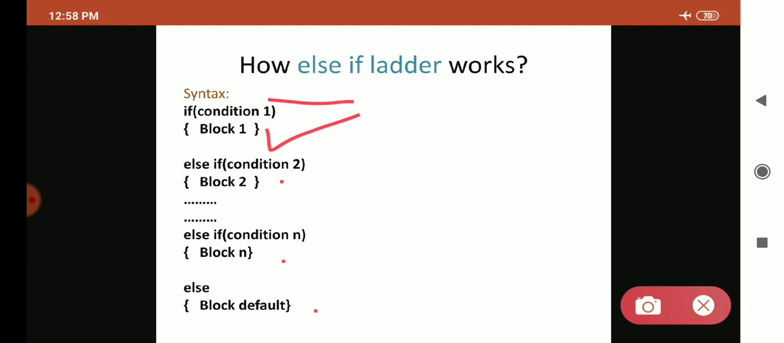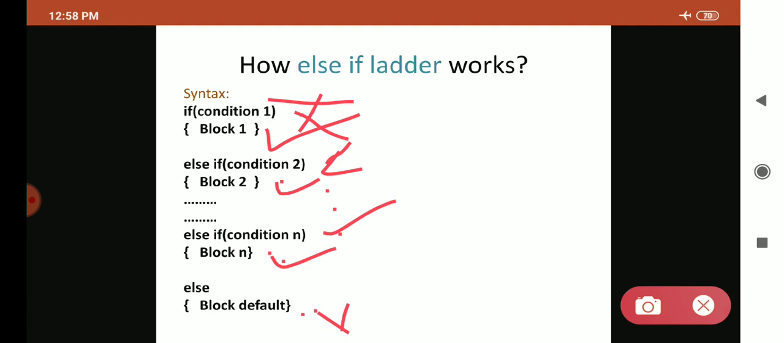If condition 1 is false, then control will go to check condition 2, because the next condition is condition number 2. If condition 2 is true, then block 2 is executed and all remaining blocks are skipped. If condition 2 is false, then it subsequently goes on checking the conditions. Say we have condition number n. If this condition n is true, then block n will be executed and, as usual, the remaining blocks will be skipped.